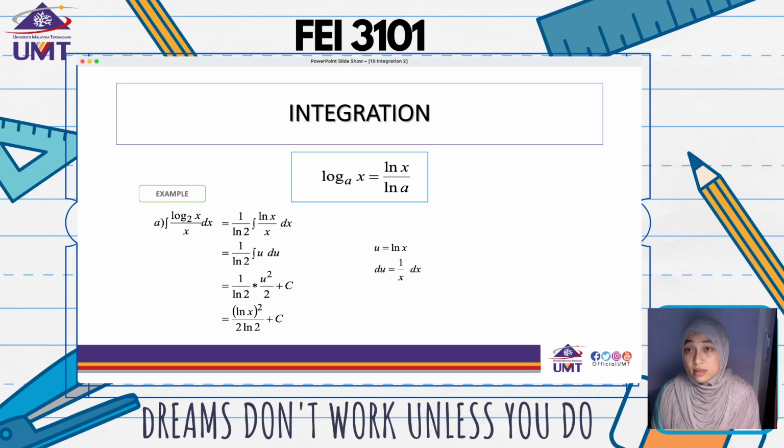Ln 2 is constant, so you take out the ln 2. It's actually ln x over ln 2, so ln x over x times ln 2. Because 1 over ln 2 is constant, we can take it out from the integration. So now we need to integrate ln x over x dx. We substitute u equals ln x, du equals 1 over x dx. Substitute it together and you get u squared over 2 plus c. Don't forget to substitute it back, and you get this.